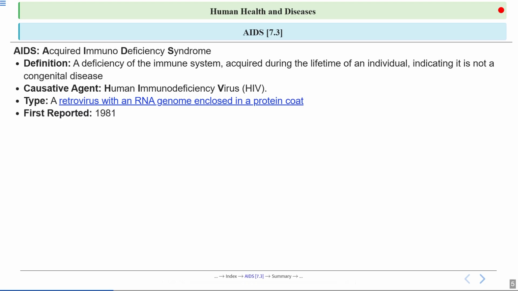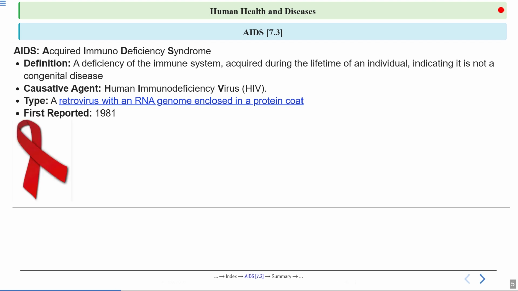Now, AIDS was first reported in 1981. This is relatively recent in medical history. Since then, it has become a major global health issue affecting millions of people worldwide. Now, here you can see this image. This is the image related to AIDS. This is a symbol for fighting against AIDS.